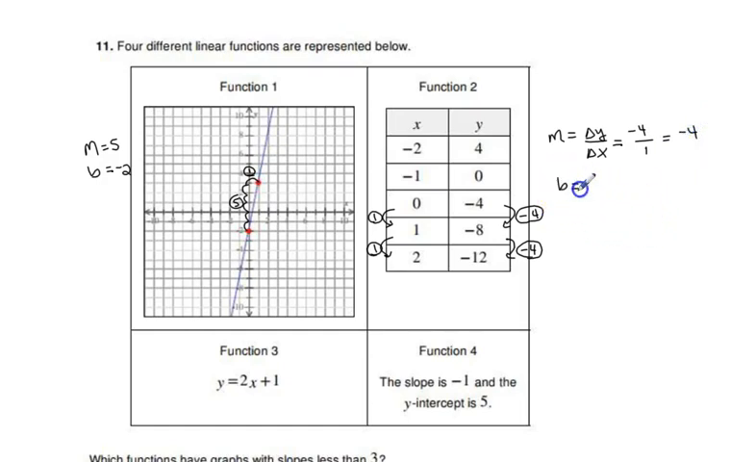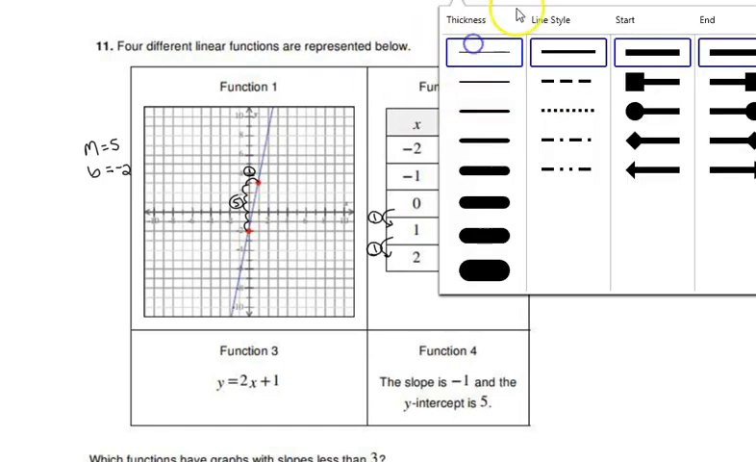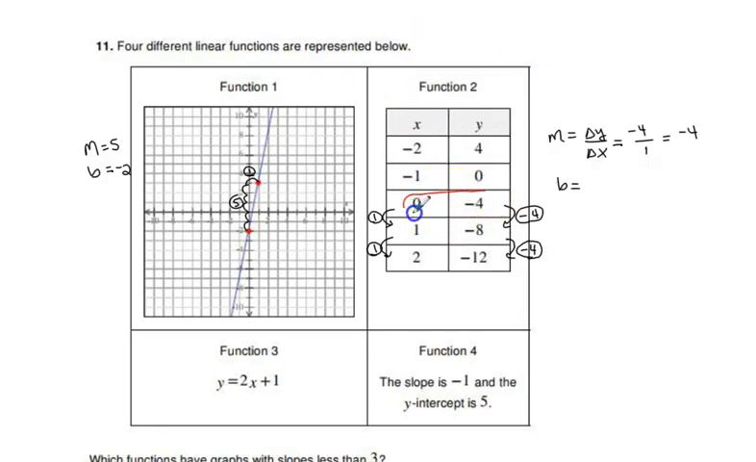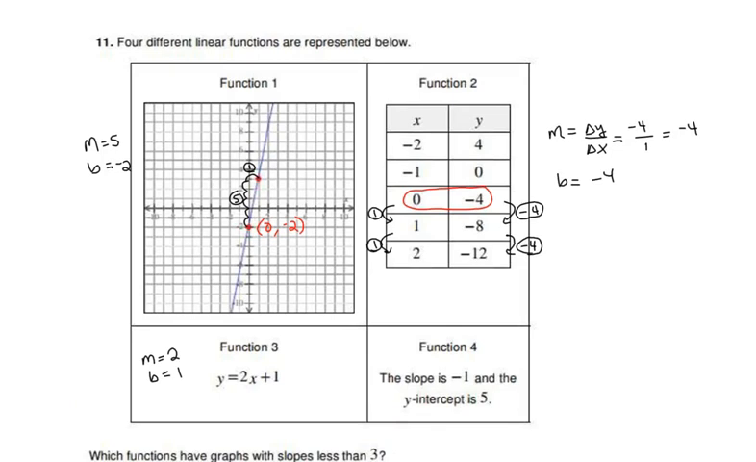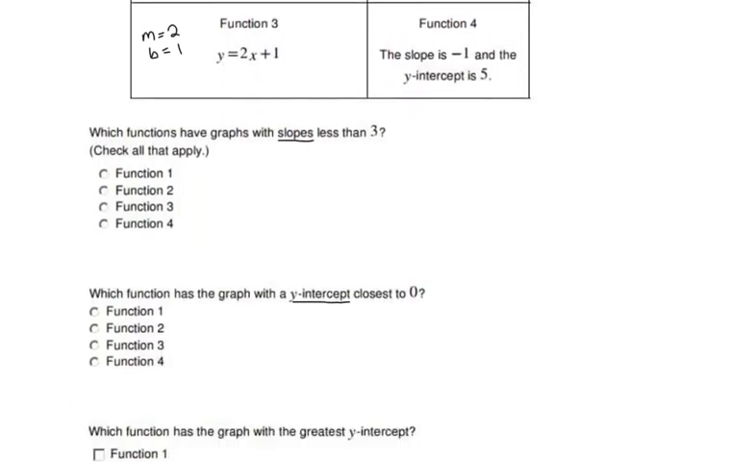And then for my y-intercept, it's right here. 0, -4. Remember, no different than how this right here was 0, -2. X is 0, that's for my y-intercept. So b equals -4 as well. Coincidence. Function number 3 is a little easier. M is 2, y-intercept is 1, and 4 is the easiest. It just tells me slope is -1 and intercept is 5. Okay, so now I'm going to scroll down. Now for you, you have this all on one page, so it'll be easy.